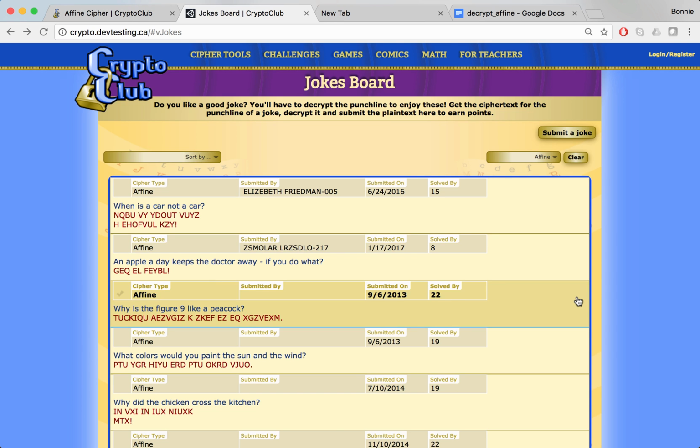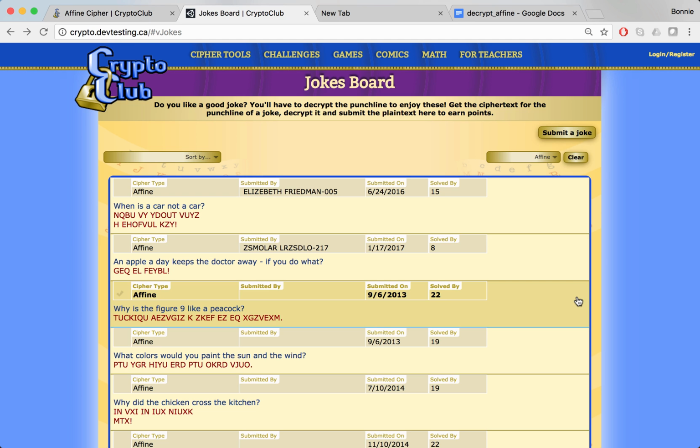We want to decrypt the answer to this riddle from the cryptoclub.org JokeBoard. Why is the figure 9 like a peacock? It was encrypted with an Affine cipher. Now there are two ways to approach decrypting an Affine cipher.